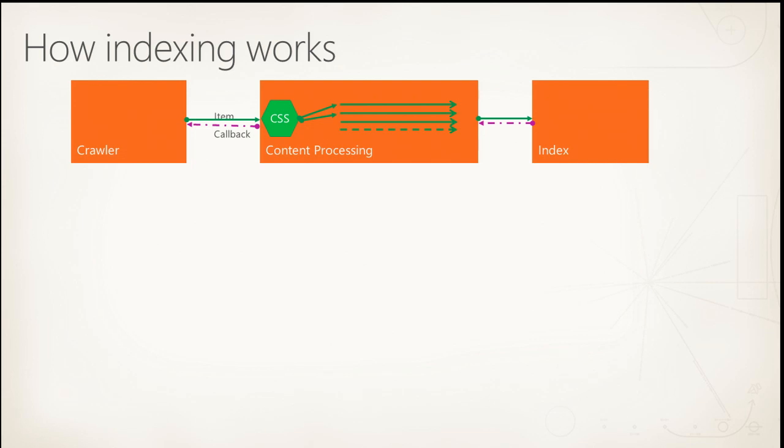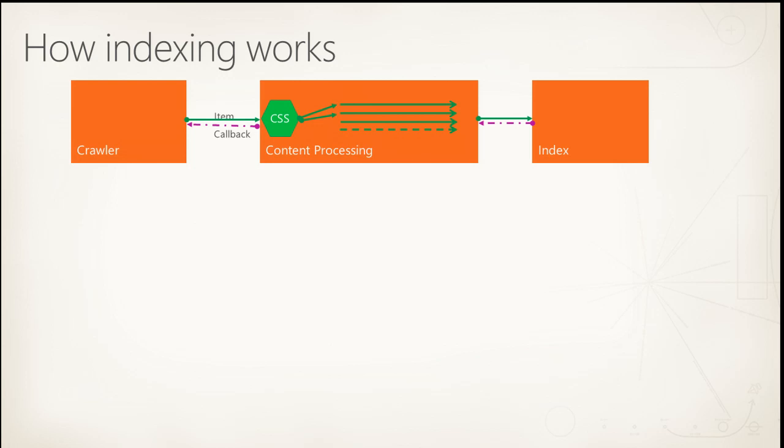So what happens during crawling? I'm not going to go into too much detail, but the crawler will pick up changes. So if you create a new document or you modify it, delete it, or you share it with somebody else, the crawler will pick up all these changes and then queue them up. And then it will push these changes to the content processing component. Inside the content processing component, there's a service called the CSS, or the Content Submission Service.